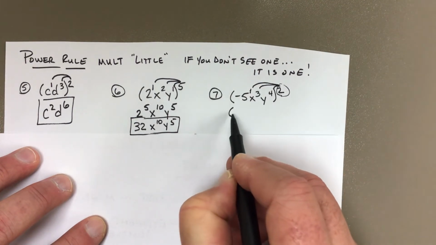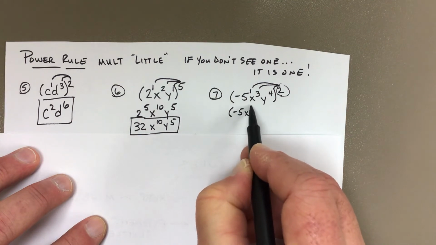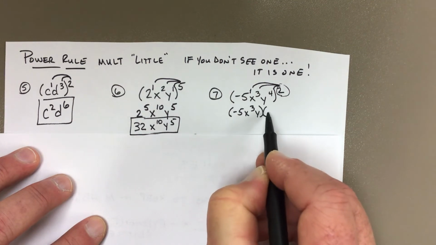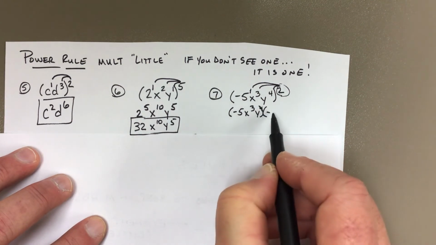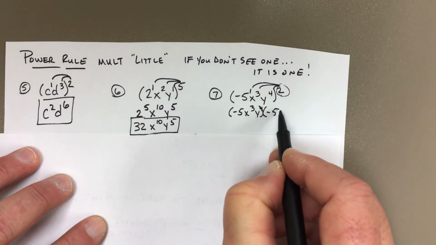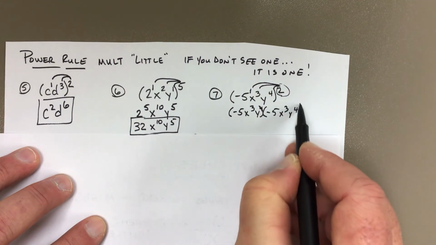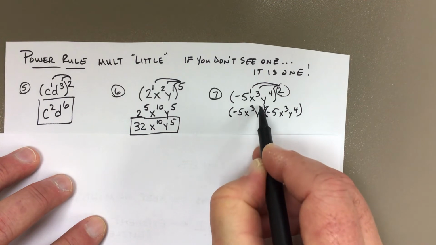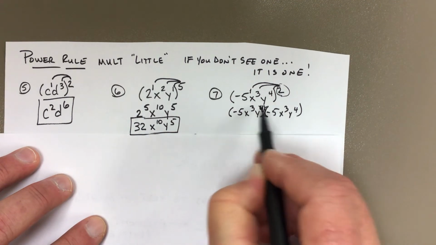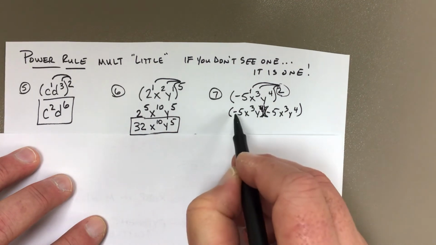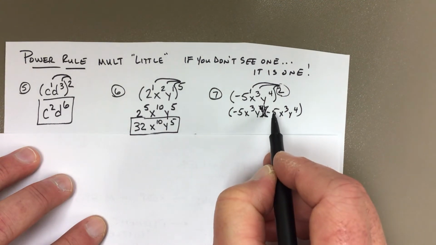The other way you can think of it is like this. Remember that square just means that we're going to multiply it by itself. I forgot the 4 there, sorry. And then negative 5x to the 3rd, y to the 4th. Remember that we're going to have this 2 times. The square means that we're going to copy this down twice. So now you can see negative 5 times negative 5.